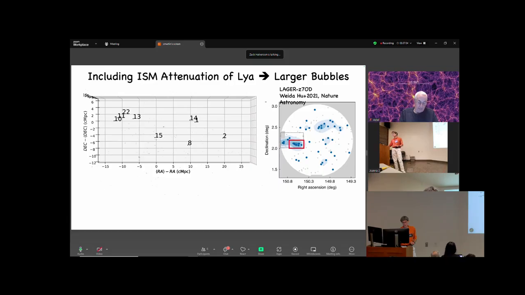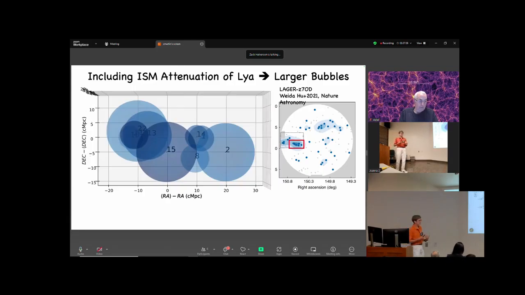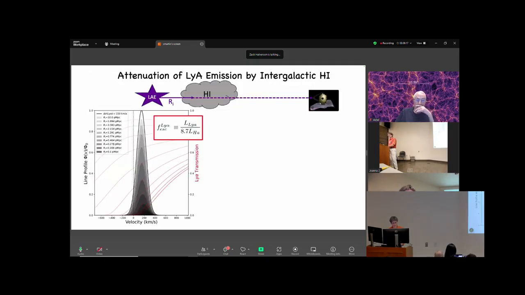And when we attribute some of the attenuation of Lyman alpha to the interstellar gas, that means we need less attenuation from the intergalactic medium, and we end up with much larger bubbles where there's more overlap between the individual bubbles. So now that I've showed you the result, let me go back and try to explain how we got here.